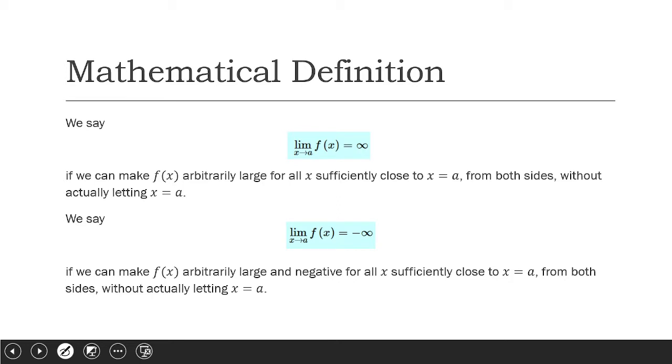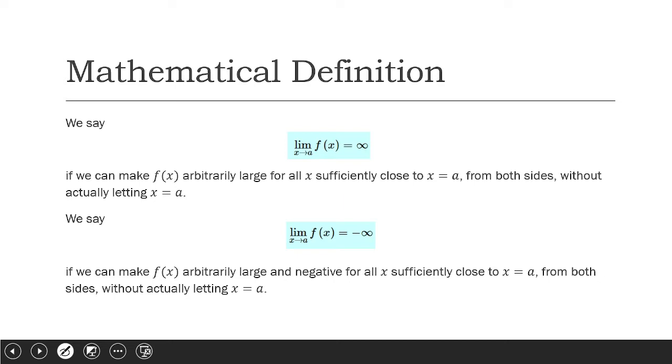So, by definition, mathematical definition natin, we say that the limit of f of x as x approaches a is equal to infinity if we can make f of x arbitrarily large for all x sufficiently close to a from both sides without actually letting x be equal to a. So, ganito lang yan.